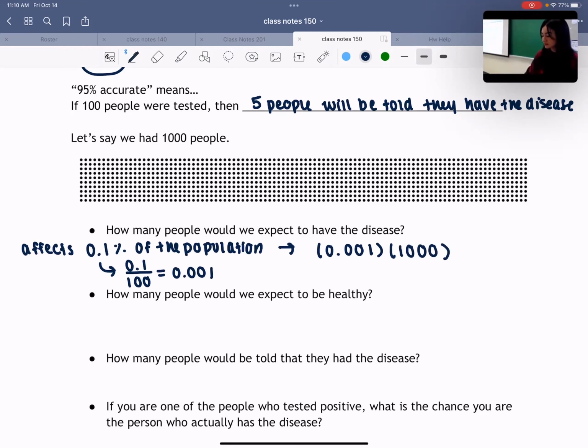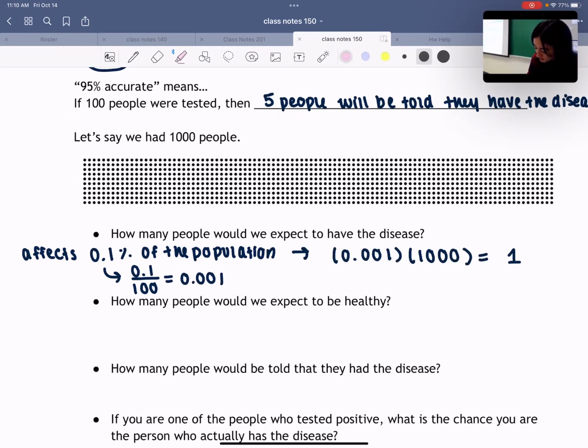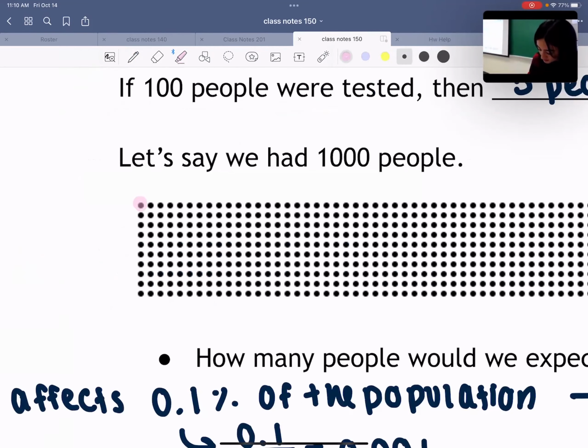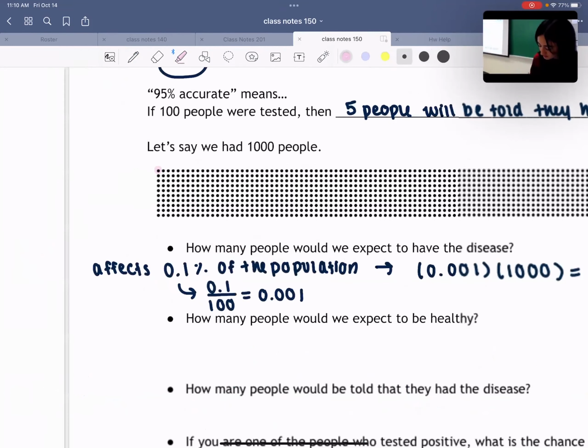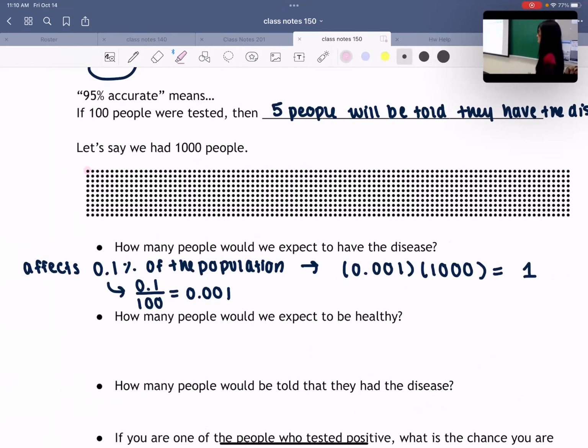Okay, now if you ever do this in your calculator, you're going to get 1. So out of these 1,000 people, we're actually only expecting one person in this entire population to have this rare disease. I'm actually going to highlight this person. Let's just say it's the first person, this person here. So that's the person with the disease. Only 1 out of 1,000.